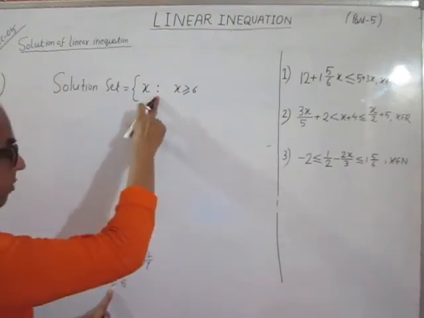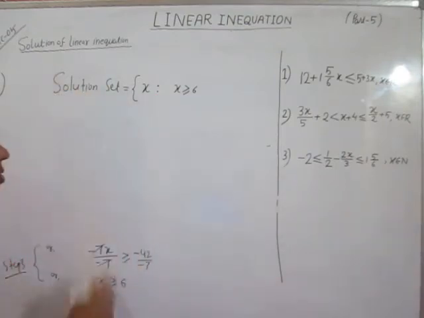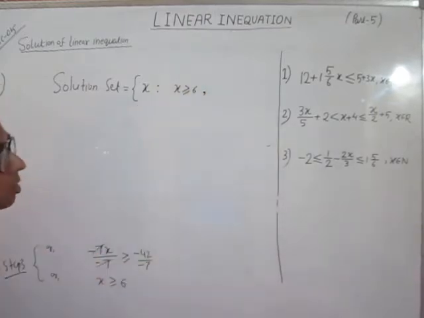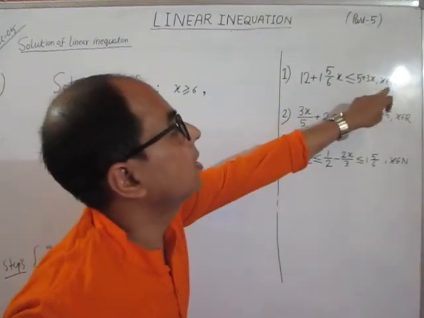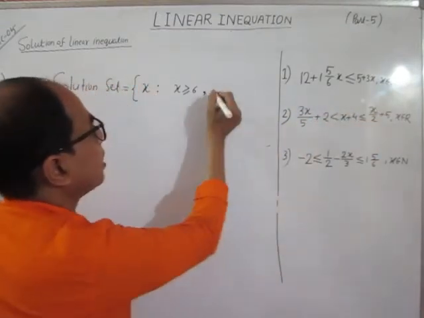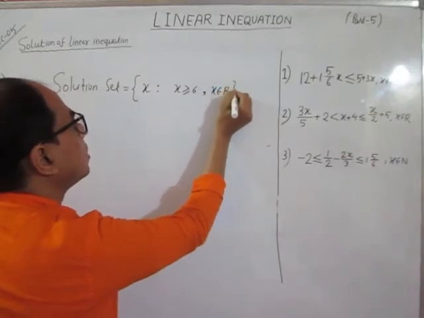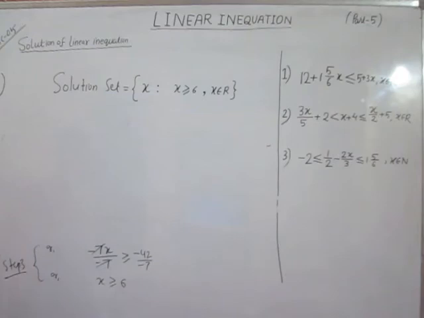Remember, this is not the sign of ratio, this is a symbol for such that, x is greater than or equal to 6, and then write the replacement set given in the question. So in the question the replacement set given is the set of real numbers. So write here set of real numbers. x belongs to the set of real numbers. This is called the set builder form of the solution set.